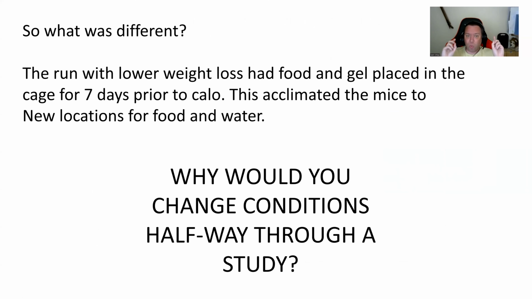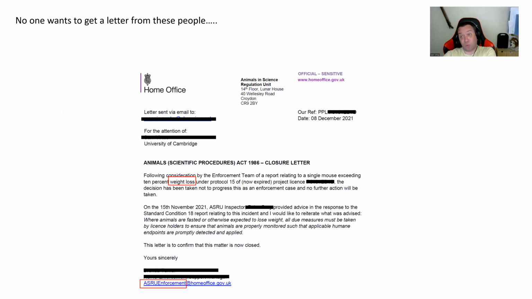This is insanity. Why would you change conditions halfway through a study? This is like the last thing you should do in science, take half your animals and change all the conditions before you do your second batch of animals. Well, the answer to that is the following. In the United Kingdom, we have very strict animal legislation, and there are limits on how much weight loss we are allowed to have. And you do not want to get a letter from ASRU, the Animal Scientific Regulation Unit, enforcement.